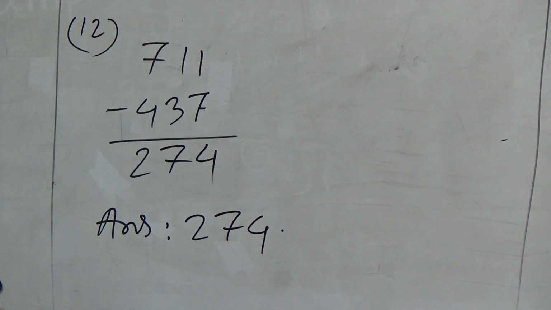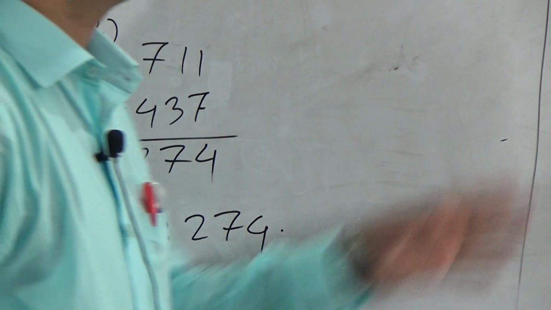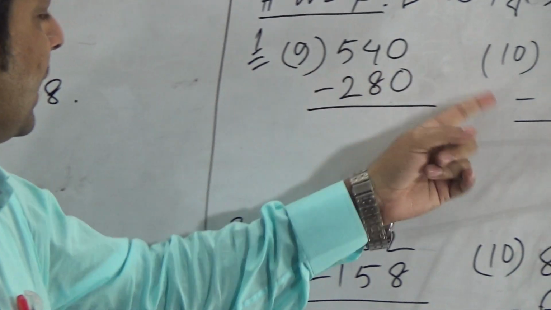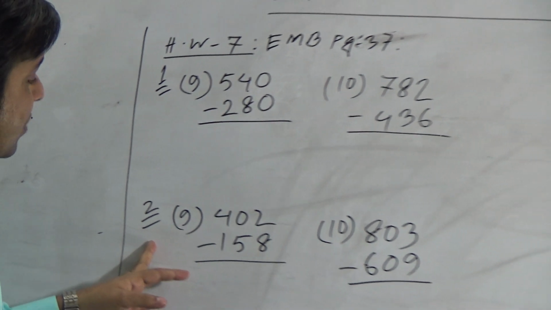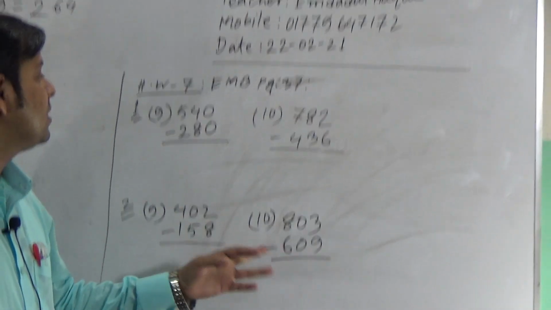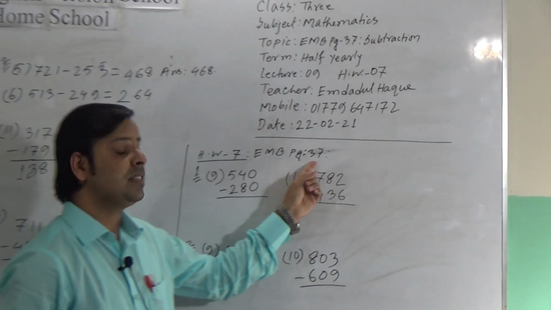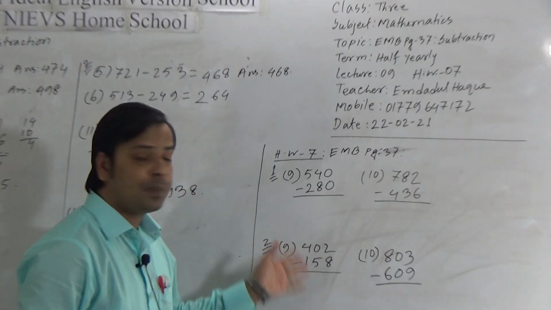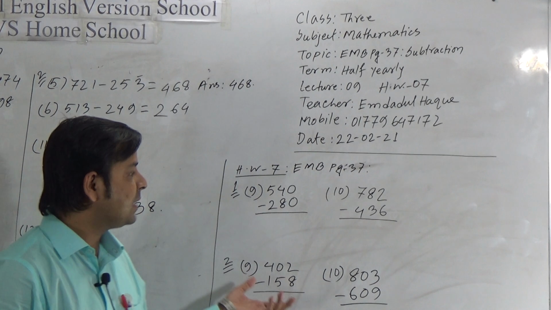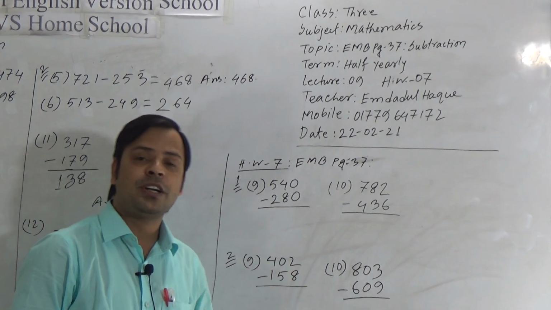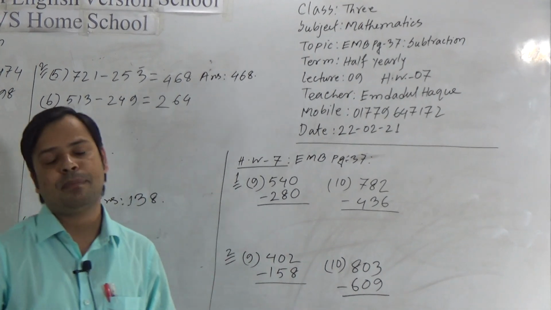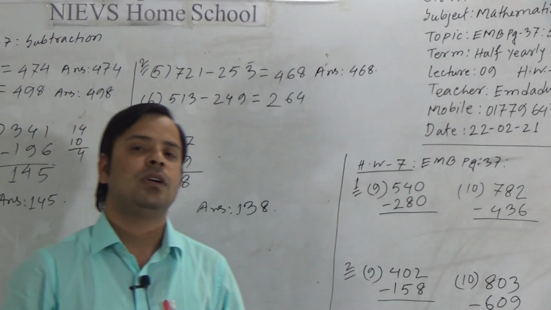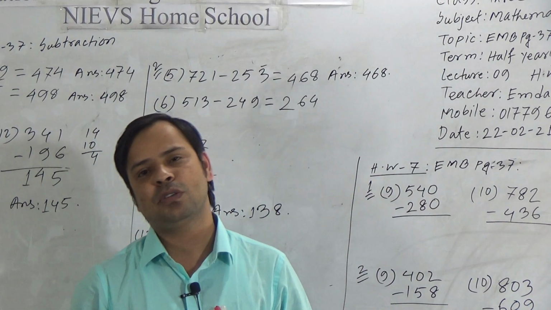Following my today's lecture, do these 4 questions as your homework from activity 1, question 9 and 10, and from activity 2, question 9 and 10. This is from EMB page 37. Okay, dear students, do this 4 subtraction properly as your homework and submit your homework on next Saturday in the school campus from 9 a.m. to 3 p.m.